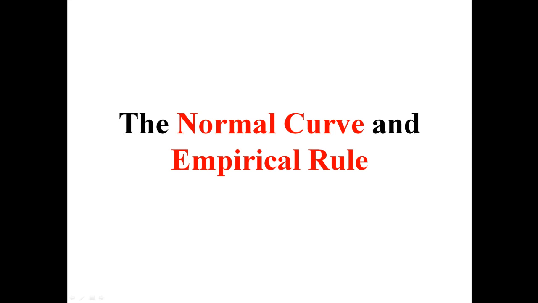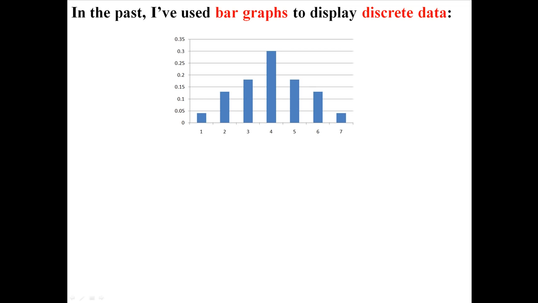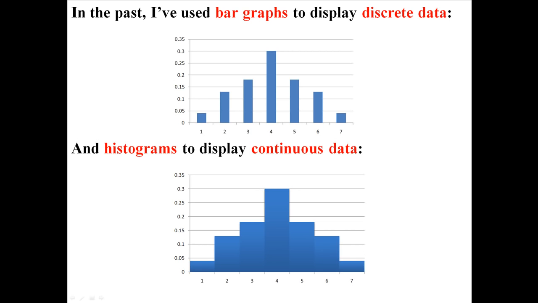In this lecture, I'm going to talk about the normal curve and the empirical rule. So in the past, I've used bar graphs to display discrete data, like the graph below, and I've used histograms to display continuous data, like the graph below. You can see the difference between a bar graph and a histogram is really whether or not the bars are touching or not.